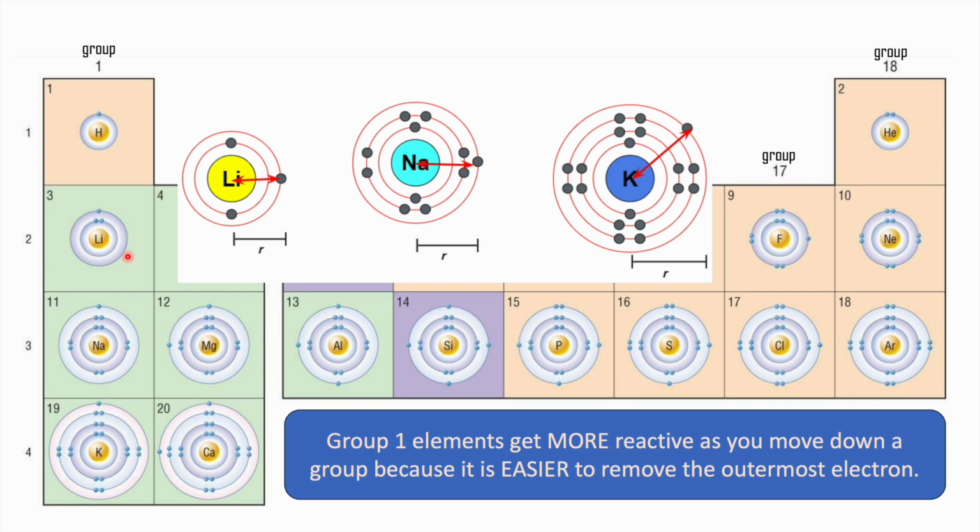We've learned that the group 1 elements, these ones right here, get more reactive as you move down a group because it's easier to remove the outermost electron. Looking here at lithium, sodium, and potassium, you can see that the radius grows and therefore that outside electron is easier to remove. When the electron is removed, reactions happen. Now remember, it's not just when electrons are removed, it's when electrons move.